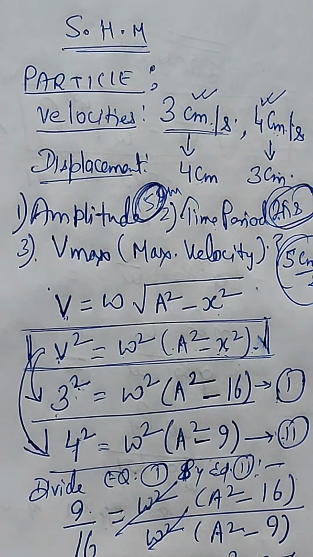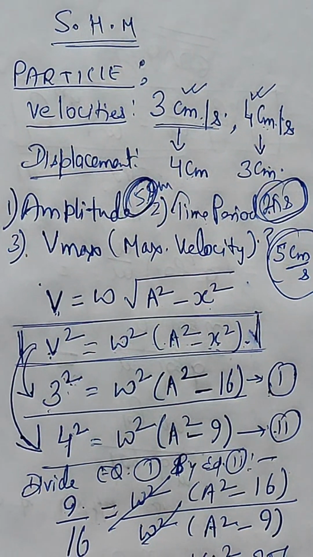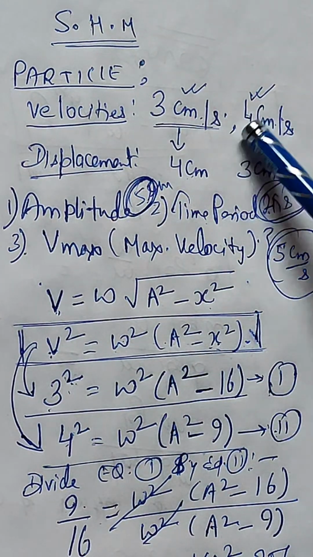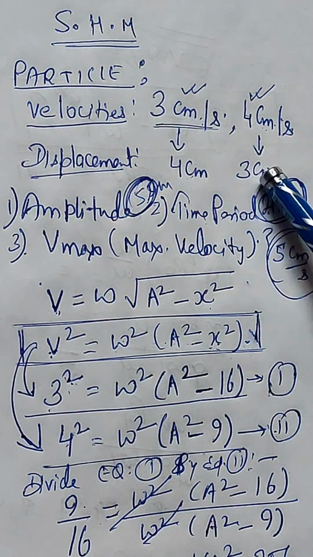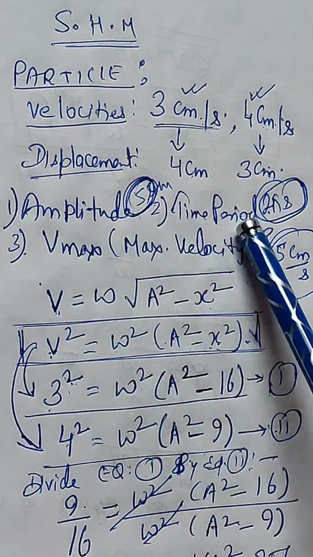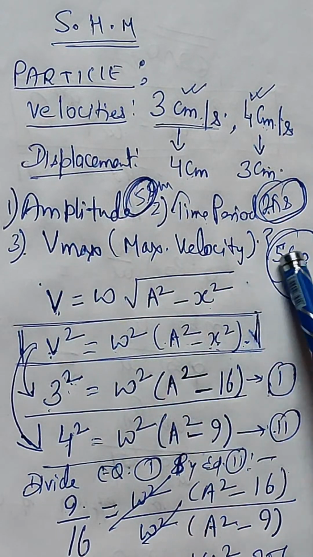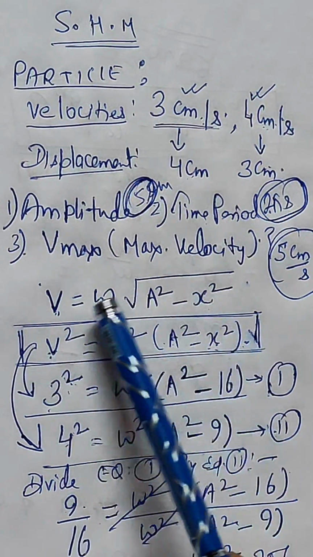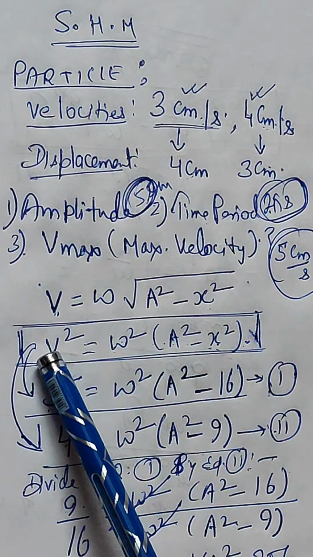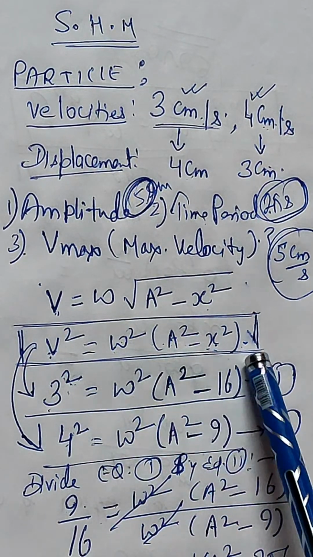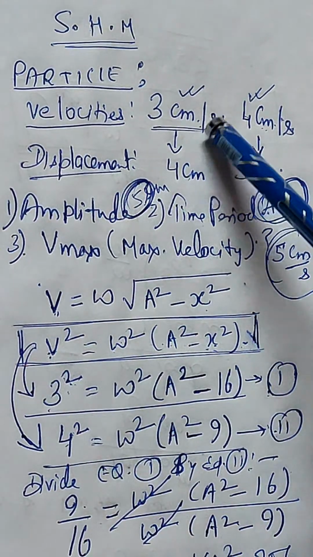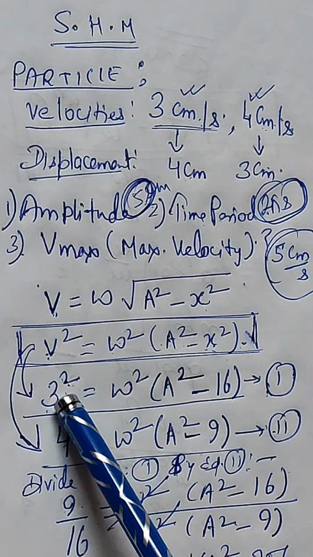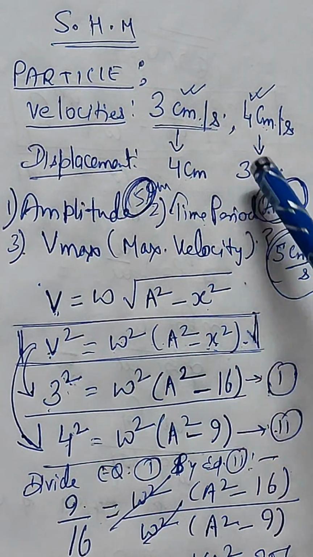Okay, so students, it was a very easy question from simple harmonic motion where a particle was performing SHM, and these are the two velocities at these displacements. We need to calculate the amplitude, time period and Vmax, which we have calculated by using the formula v equal to omega square root of a square minus x square. When you square both the LHS and RHS, you get v square equal to omega square into a square minus x square. Now v will be 3 centimeter per second at a displacement of 4. So in place of v it will be 3, right? And in place of x it will be 4, right?